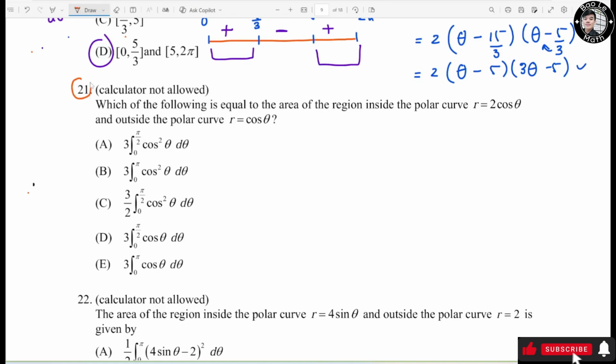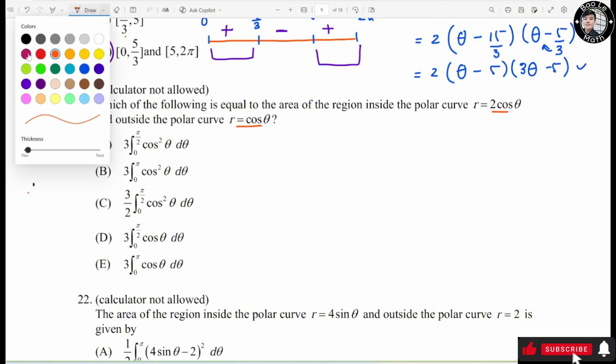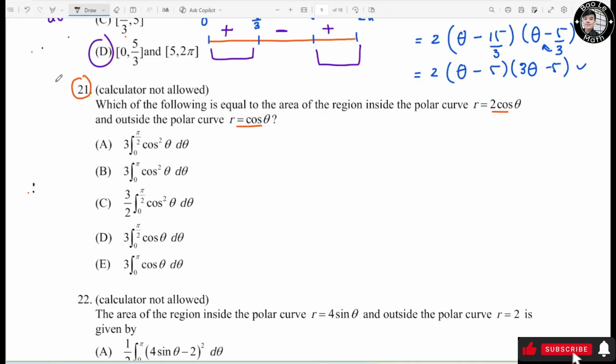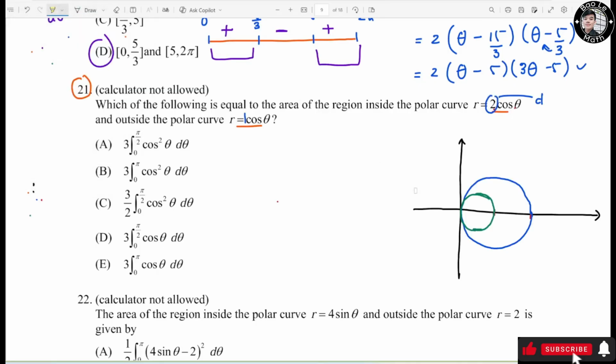Now let's move on to question 21. Which of the following is equal to the area of the region inside the polar curve r equals 2 cosine theta and outside the polar curve r equals cosine theta? Alright, we need to graph these two on the polar coordinate. Now we need to calculate the area of this region.